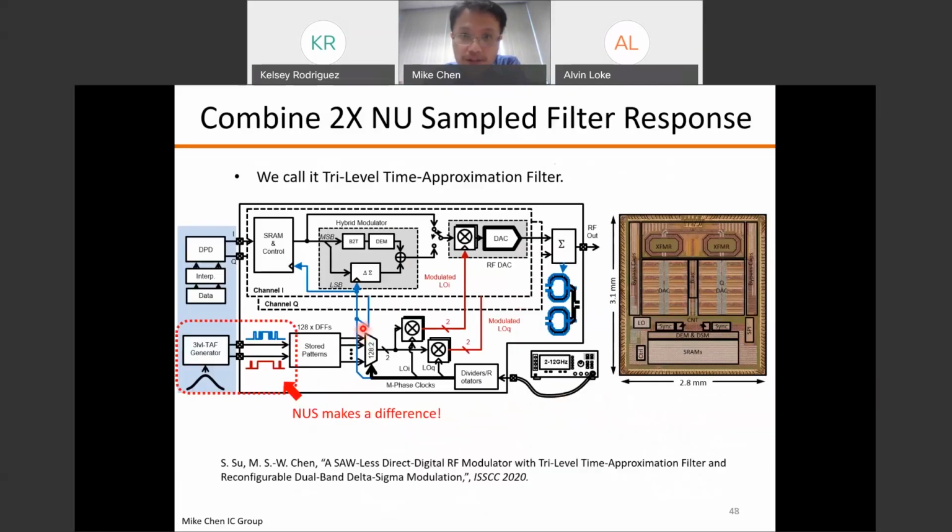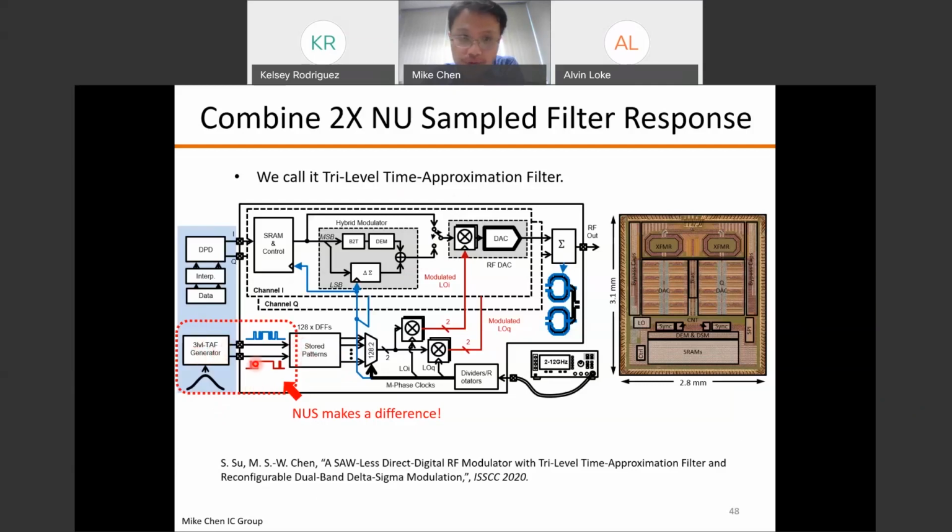So earlier this year, Shuo further extended this idea. He's basically saying that, okay, so far the TAF filter was using one level-crossing quantizer, right? And he's saying, why don't I use two? If you're an ADC designer, you can think of this as a 2x oversampling. So I use two quantizers to double the sampling of that filter response, and that's exactly what he did. As you can see here, we call that a tri-level TAF filter.